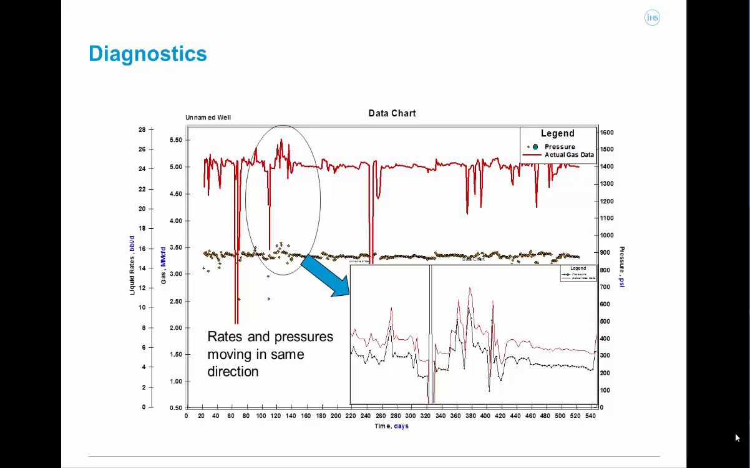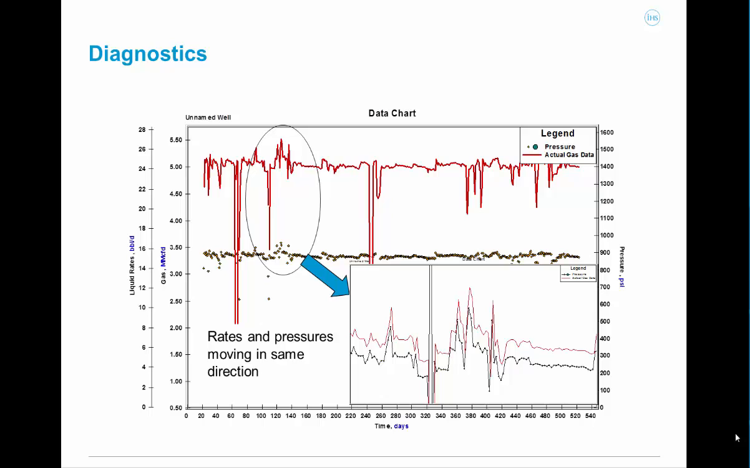Second is where they track each other but in the same direction, i.e. rates go up, pressure goes up. This is not right either. Thirdly, the correct relationship is where they track each other in opposite directions. The rates go up and correspondingly the pressures go down, and vice versa. Because when you draw down on the well, the lower the sand face pressure, the greater the delta P. As we know from Darcy's law, the rates increase.